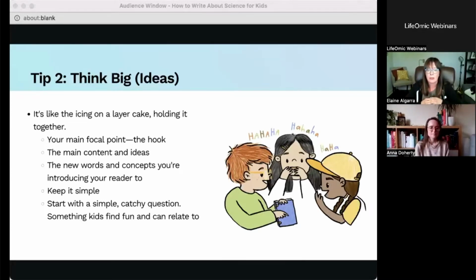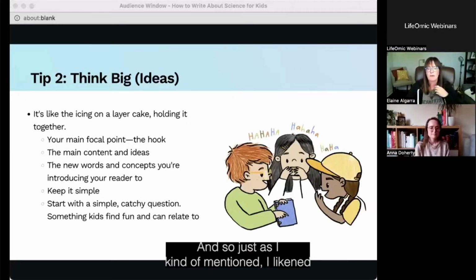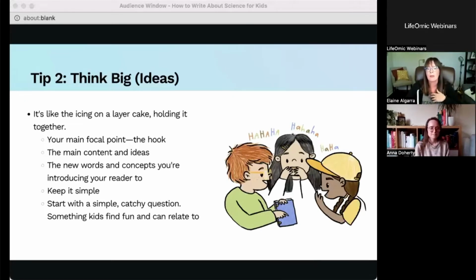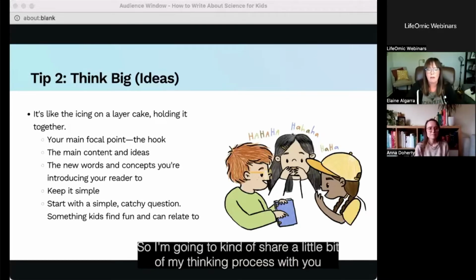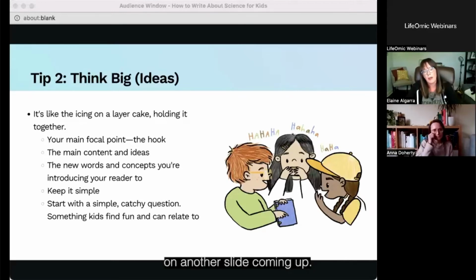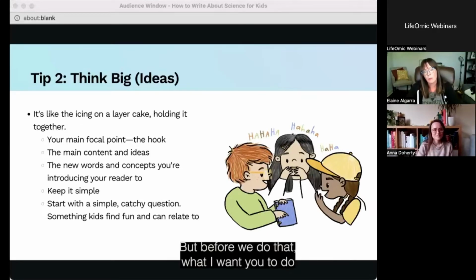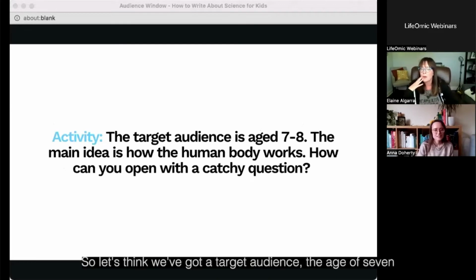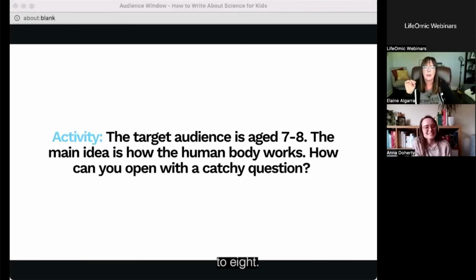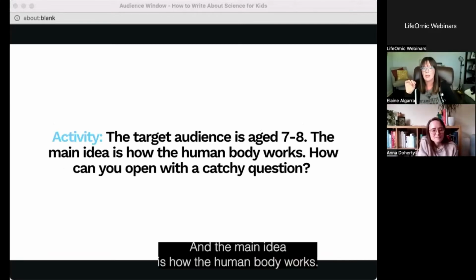something that kids find fun and can relate to. Just as I mentioned, I likened some of the process to when I talk about art. So I'm going to share a little bit of my thinking process with you on a slide coming up. But before we do that, I want you to have a go at this activity. Let's think we've got a target audience aged 7 to 8, and the main idea is how the human body works.